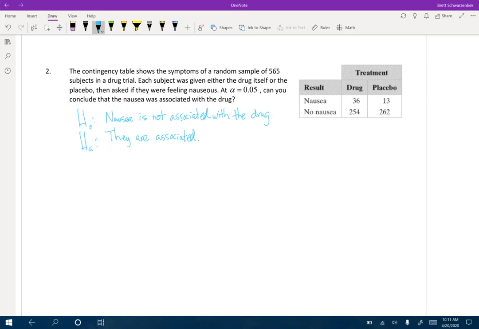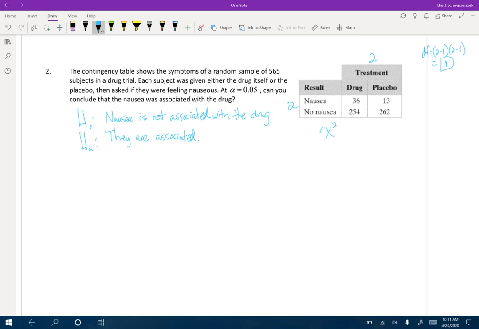So what would you do? You would go into your calculator, enter a 2 by 2 matrix, plug in these 4 numbers, and see what is spit out. But first, before we do that, what's the degrees of freedom? We can do that calculation: 2 minus 1 times 2 minus 1 is 1 times 1, which is 1. That's a weird degrees of freedom, but that'll show up when you do the calculation.